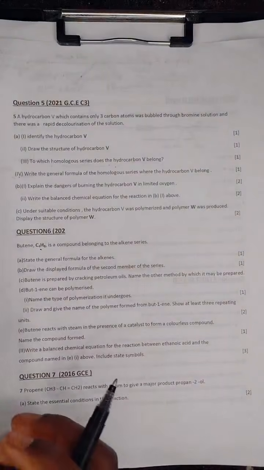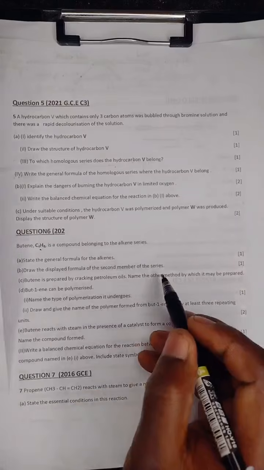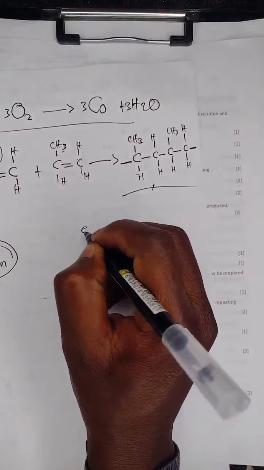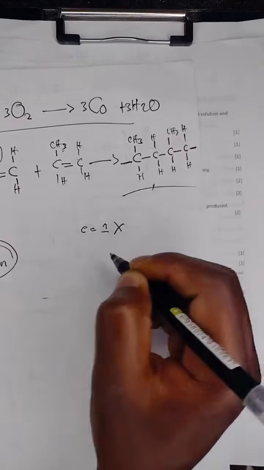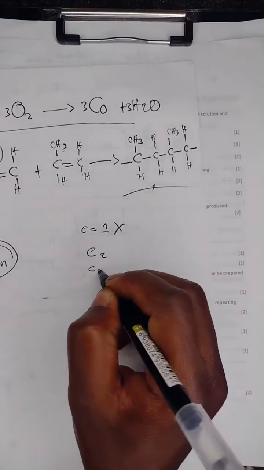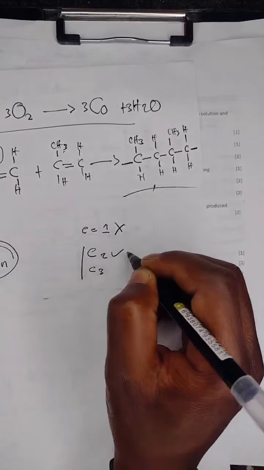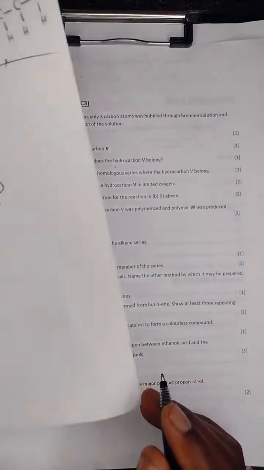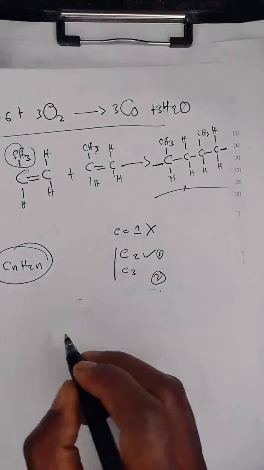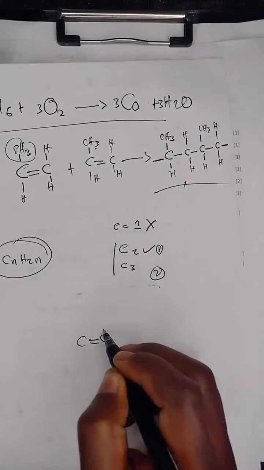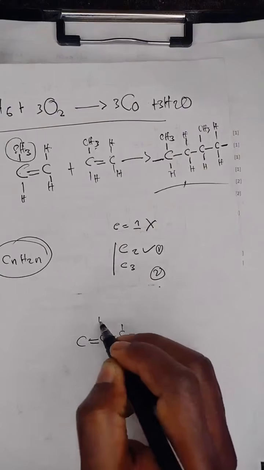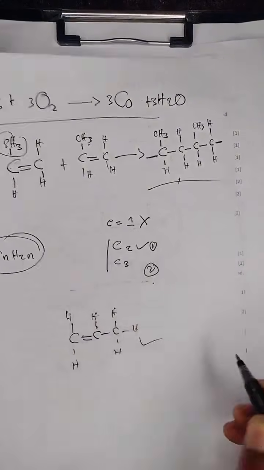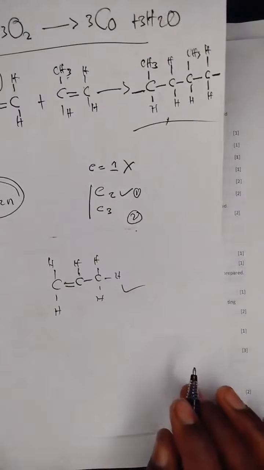Okay. Then draw the displayed structure of a second member of the series. So the second member of the series. Now, alkenes, they do not have 1 carbon alkene. There's no 1 carbon alkene. It starts from carbon 2, carbon 3. So the first one is this one. The second one is this one. So they are asking you to draw the structure of propene. And the structure of propene here is this one. We've drawn it several times. So that is the structure of propene, the second member in the series.